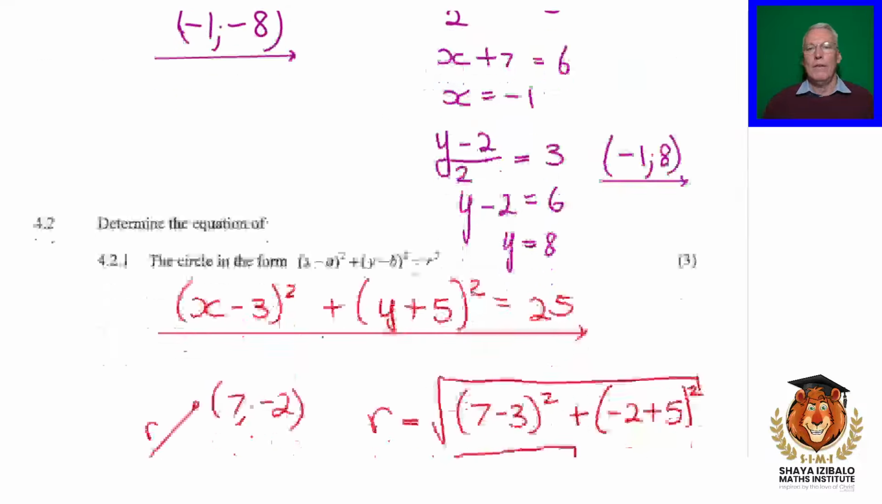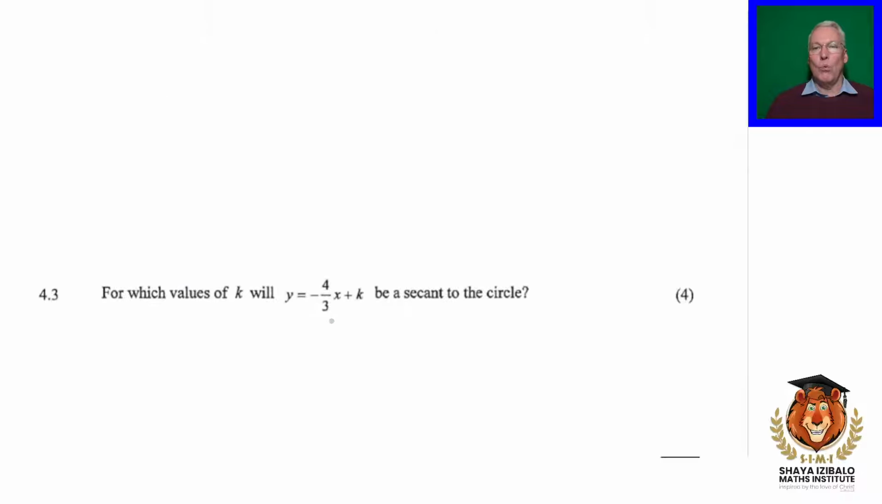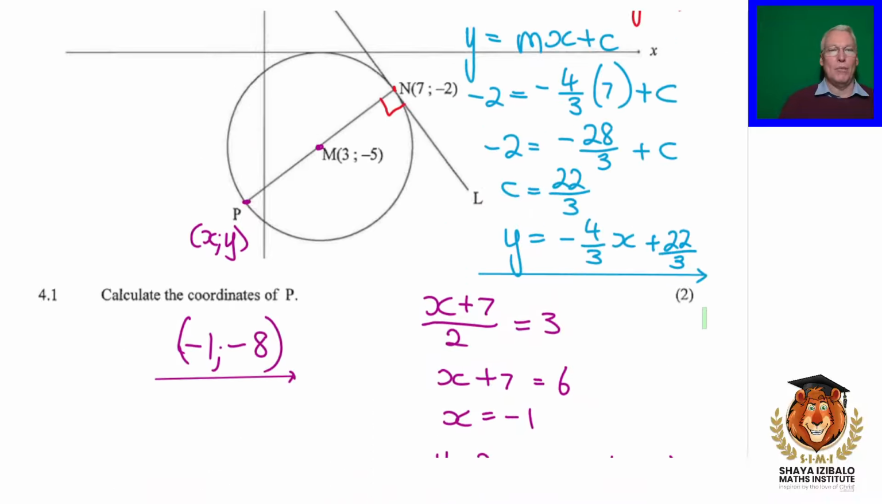Right, then they ask us for which values will, now this line notices the same gradient, and it's just a line that's going to move up and down. For which values will this be a secant? Now a secant, and I hope you know what a secant is. So here's the tangent. A secant is going to cut the circle twice. So in other words, if we move this line, do you agree? Now it will be a secant. It will be a secant over there. It will still be a secant over there. And it will be a secant down to there.